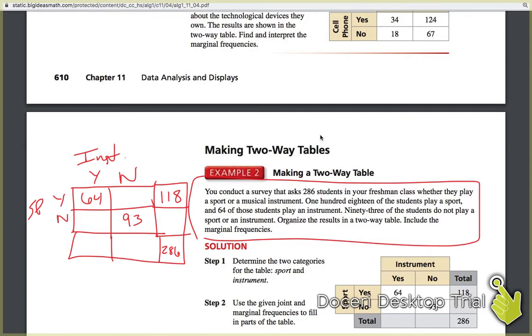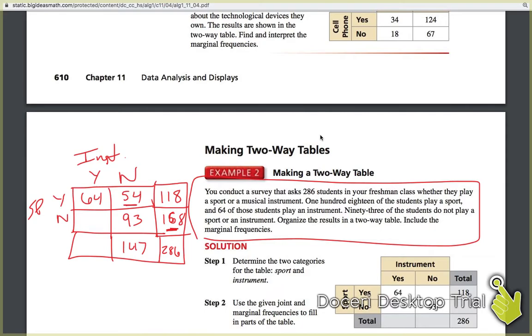It's adding and subtracting. Because if I want to find this one right here, the yes to sport, no to instrument, I know the total is 118, so 118 minus 64, and that's going to give me 54. Right? So now if I know that, I can add straight down the 54 and the 93. I get 147. Okay, well, I can do some subtraction over here to get this marginal frequency. If I do a subtraction there, that's going to give me what, 158? Nope, 168, sorry, 168. Yep, that gives me 168 there.